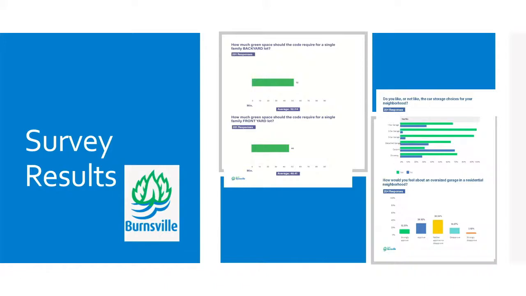Same with the oversized garage. We didn't really know, so we had that middle category, you neither approve nor disapprove, which is kind of that neutral, which was the number 1. But if you look at between ambivalent and approve, you're slightly over 50%. You're almost at 60%. So, food for thought.